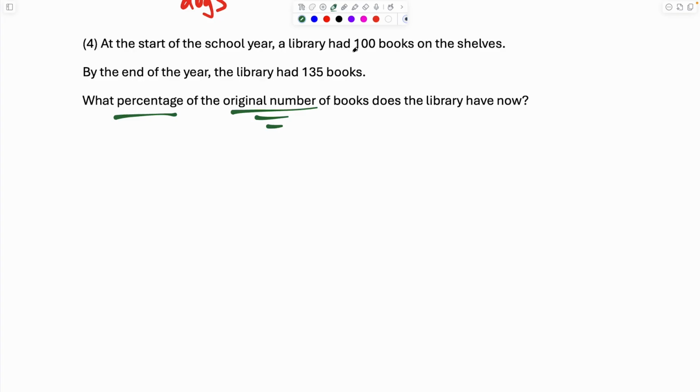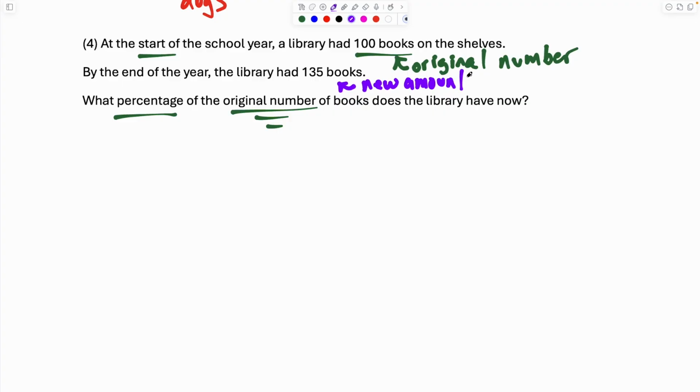So if we look here between 100 and 135, the 100 books is at the start of the school year. So this represents the original amount. I'll say the original number, so that it matches the question exactly. So this is the original number of books, and then this is the new amount.